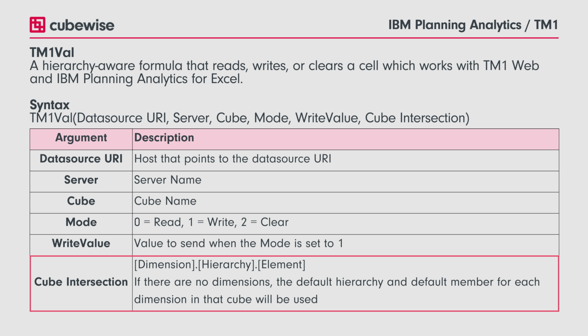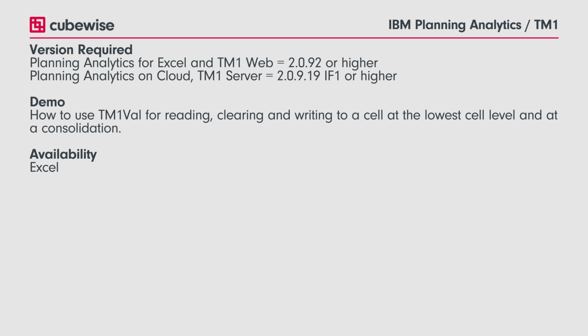If there are no dimensions, the default hierarchy and the default member for each dimension in that cube will be used. To use TM1Val, Planning Analytics for Excel and TM1 Web must be on version 2.0.92. For customers on Planning Analytics on Cloud, the TM1 server must be set on 2.0.9.19 IF1 or higher.